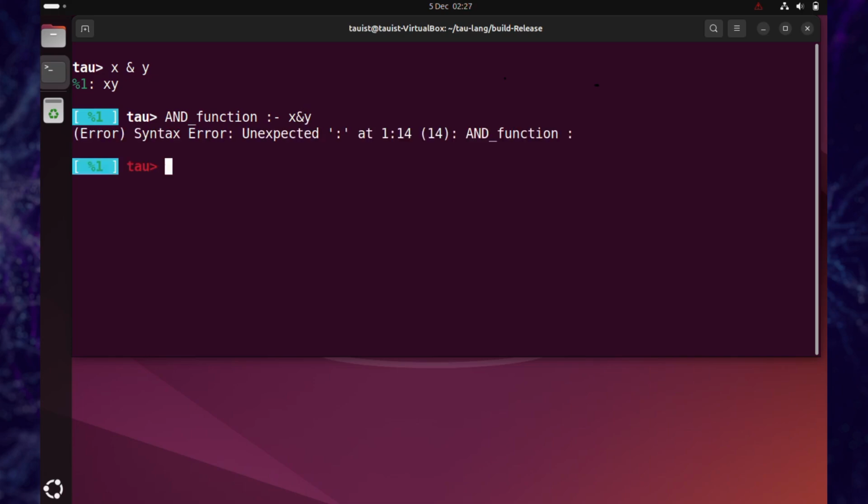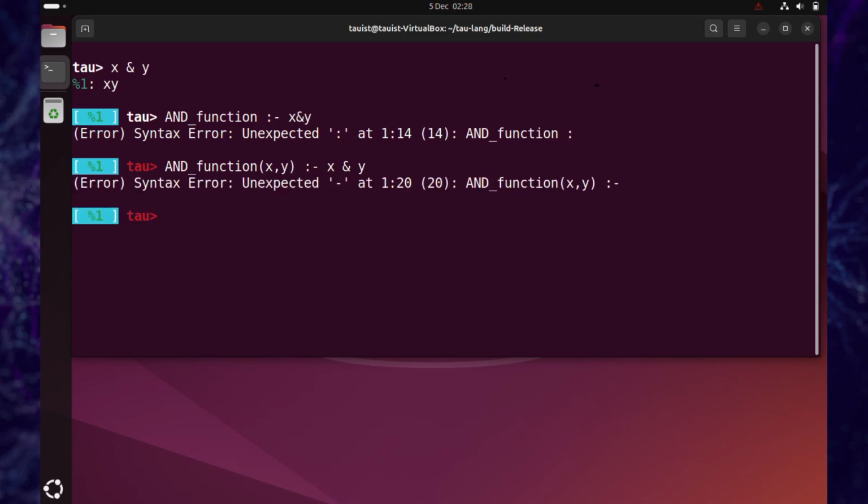So let's see. Oops. Okay, I forgot something. Anyway, I'm not perfect, so it's also okay. So we cannot do this one. We have to write down, let's say, function. Then we have to declare the variables here. So our variables are x, comma, y. Okay, that's why it didn't work. And then like this, and then x and y. Oops, still didn't work. What's the problem?